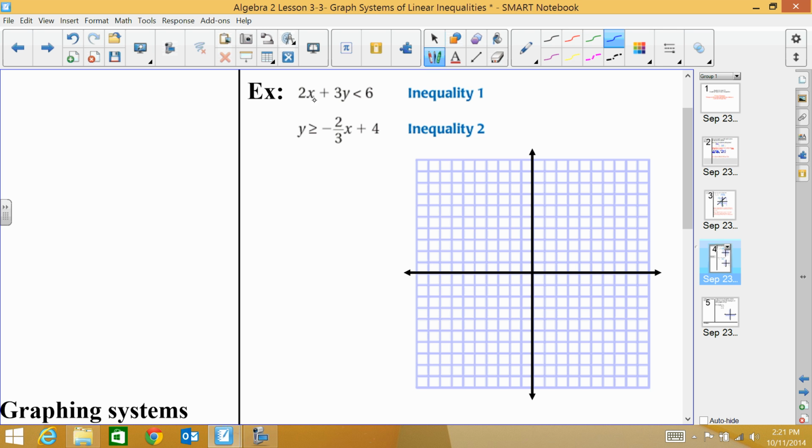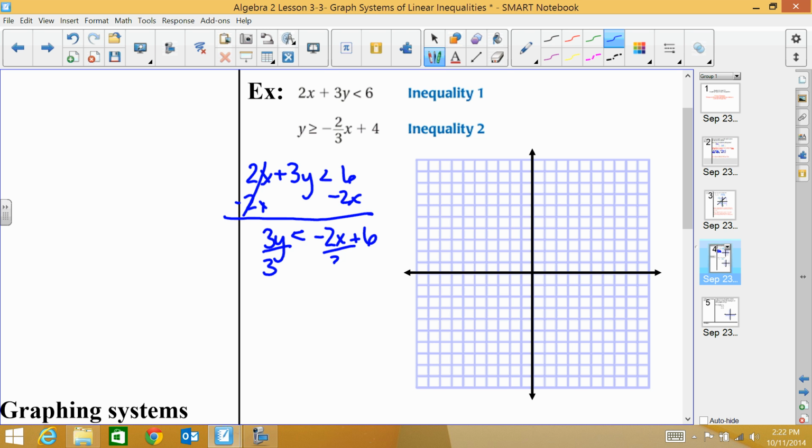So I have 2x plus 3y is less than 6. Well, I can't graph that right now as it is, so I need to solve for y. So I'm going to subtract 2x and solve for y. So I get 3y is less than negative 2x plus 6. So I need to divide by 3. So I get y is less than negative 2/3 x plus 2.